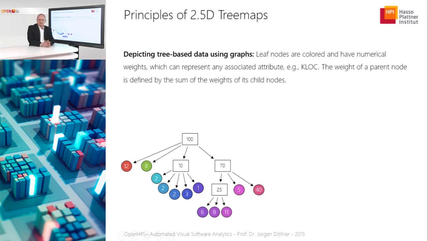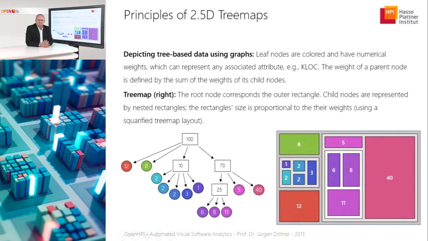So this is a typical example of a tree data set, and now the question is, how can it be visualized? It can be visualized in a space-filling way using tree maps. On the right side you see the corresponding tree map. We have nested rectangles. The root node corresponds to the outer rectangle, and the rectangles for children are nested within the rectangles of their parents. In this case, we also use a special tree map layout, the so-called squarified layout. So this is a mapping to a regular tree map.